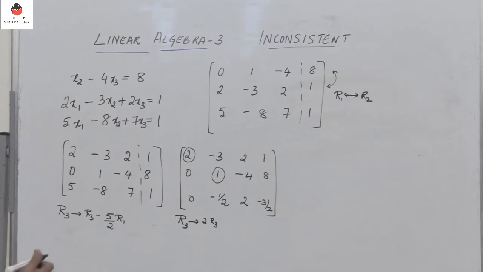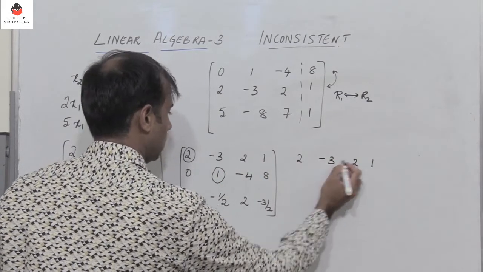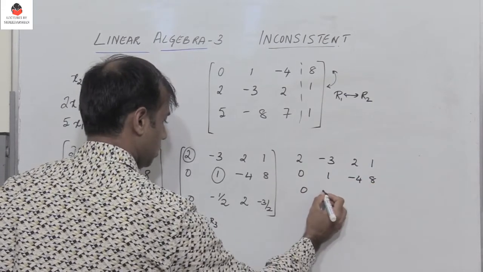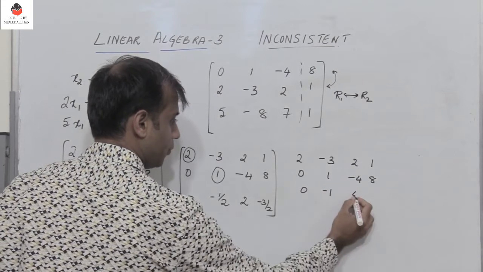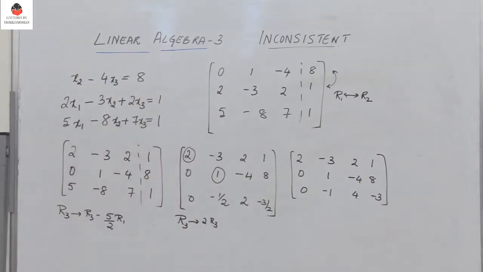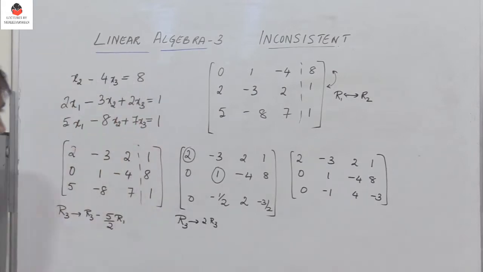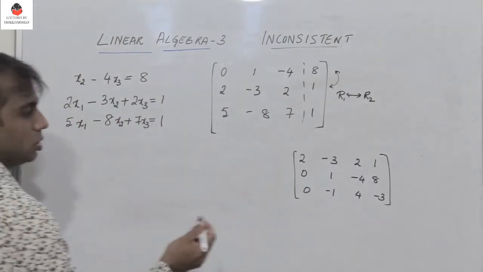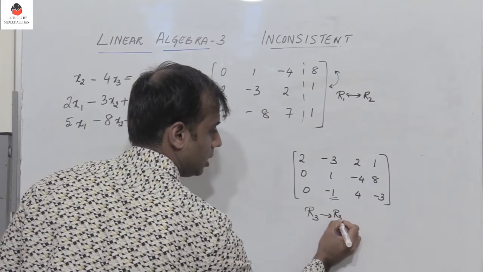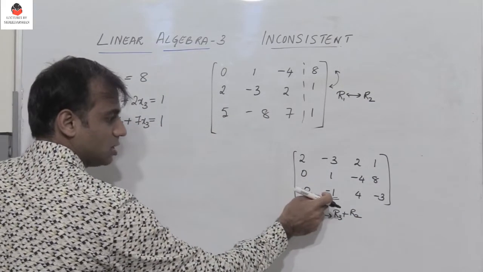So when I do that, we get 2 minus 3, 2, 1, 0, 1, minus 4, 8. I would get 0, minus 1, 4, minus 3. So this is very convenient. Now I need to make this element 0 here. Now to make this element 0, we perform the row operation R3 is R3 plus R2. Right? So when I add these two, this element becomes 0.